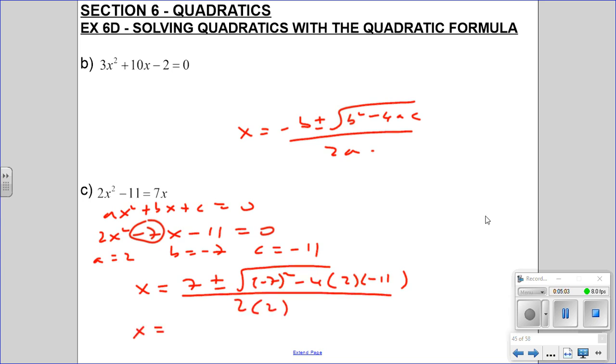So x equals, what do we have? Minus 7 squared minus 4 times 2 times minus 11, all square rooted. So that doesn't break down. So you get 7 plus or minus the square root of 137 all over 4. And that's sufficient to leave it like that with the plus or minus, or you could write the plus version, comma, the second version. All done.